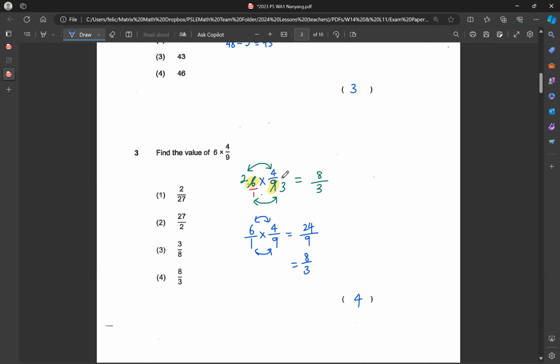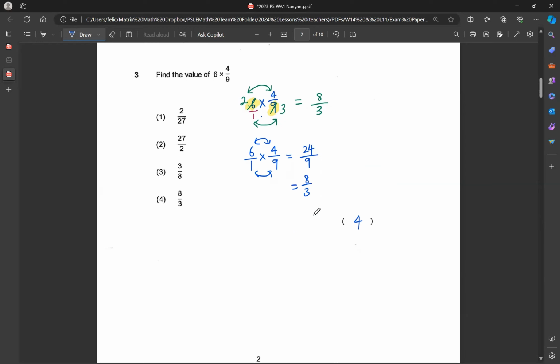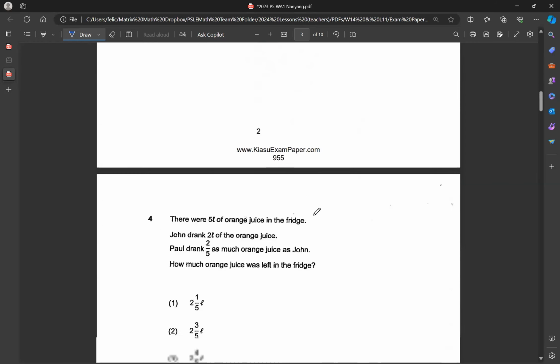It's a lot faster and you avoid working with huge numbers at the end of the multiplication. That's the good thing about using the first method. So this diagonal cancellation, please learn this. You will need to pick this up. Okay, we will go on to question 4.